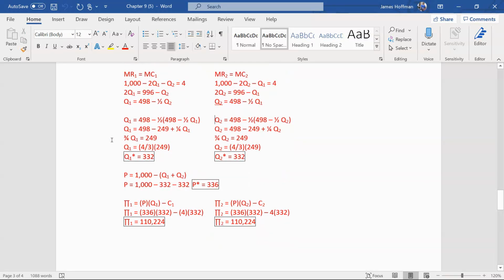Alright, and you should get the same output for firm 2, but you have to double check. There you go, 498 minus 1/2, put in firm 1's reaction function, 498 minus 1/2 Q2. Q2 equals 498 minus 249 plus 1/4 Q2. We're solving for Q2. 3/4 Q2 equals 249. Multiply both sides by 4/3, we get 4/3 times 249, and you get the same result, where both Q1 star and Q2 star are 332.